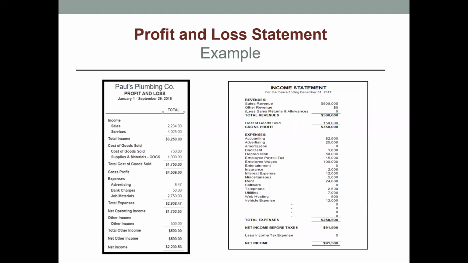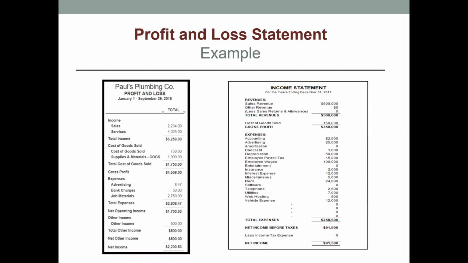Here are additional examples. As you can see with Paul's Plumbing, they didn't have much income for the last 9 months. So it appears this might be a side business for them. And if not, then they should explain the lack of income for the business. But what Paul's Plumbing does have is income, cost of goods, gross profit, expenses, and net income.